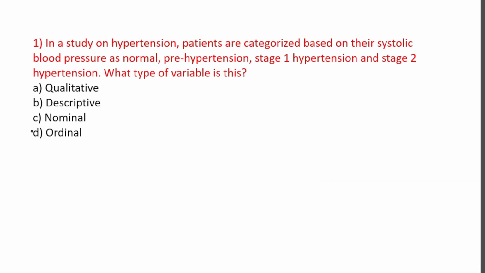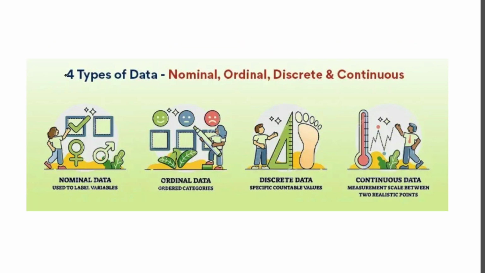See, we have taken ordinal as the answer, and basically we have to know at this stage what are the different types of variables. You will have four types of data basically: nominal data, ordinal data, discrete data, and continuous data. What are the nominal data? Those which are used to label the variables. Ordinal are those which are ordered categorically, and discrete are those which have specific countable values, whereas continuous data are those where you have a measurement scale between two realistic points.